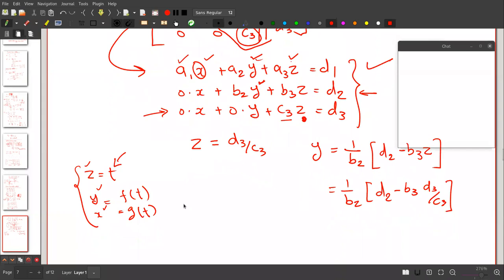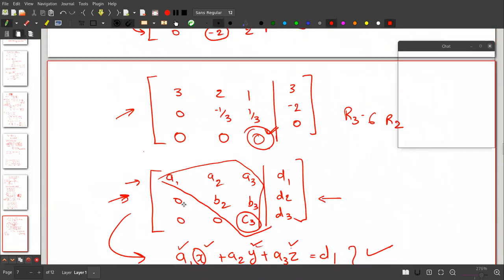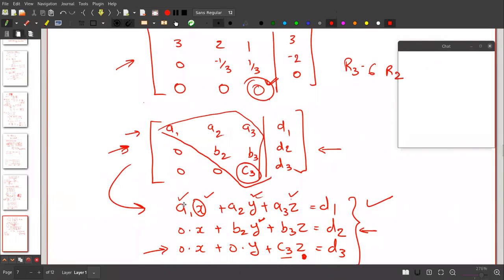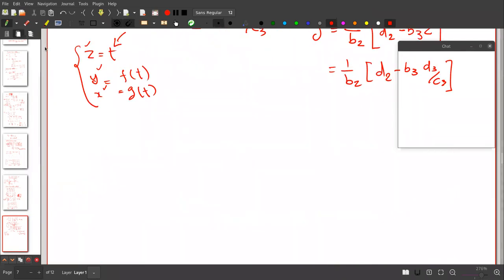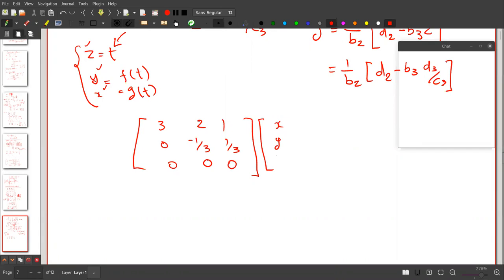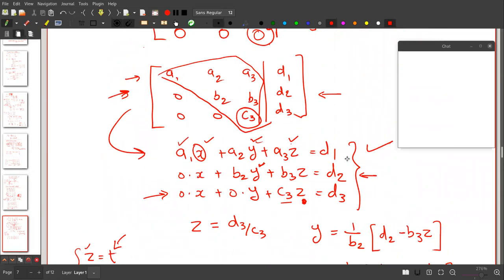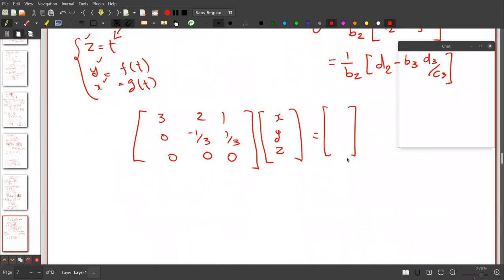Yeah. So let's write this now. 3 2 1, minus 1 by 3, 1 by 3, 3 minus 2. Okay, so let's write it here. 3 2 1, 0 minus 1 by 3 1 by 3, 0 0 0, times x y z, equals 3 minus 2 0.